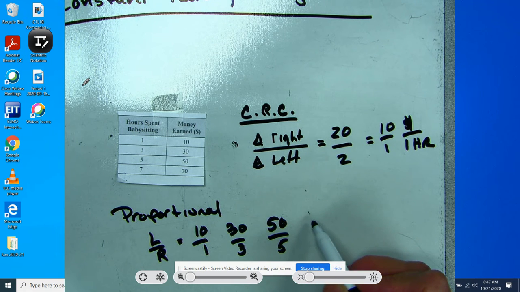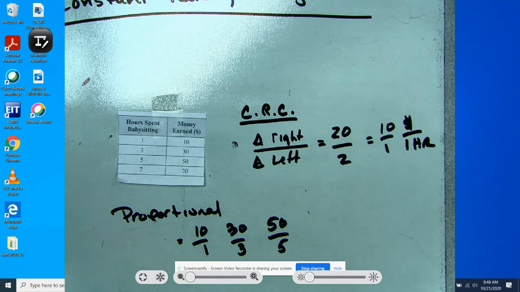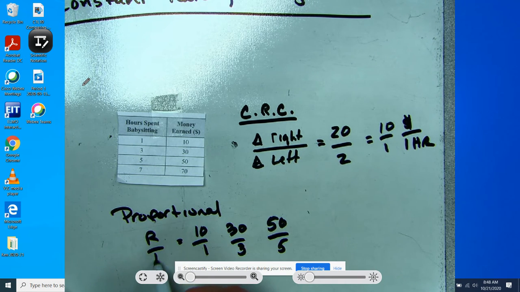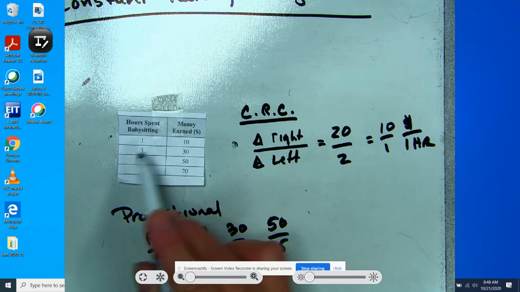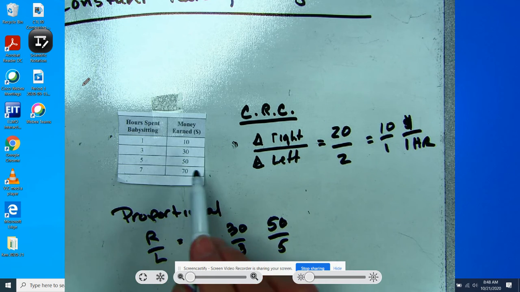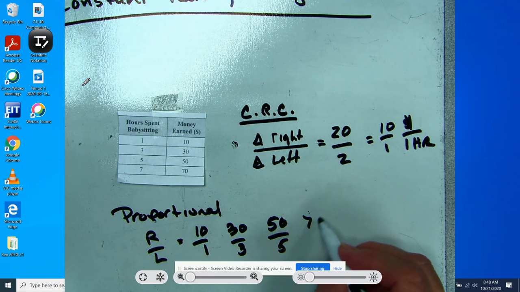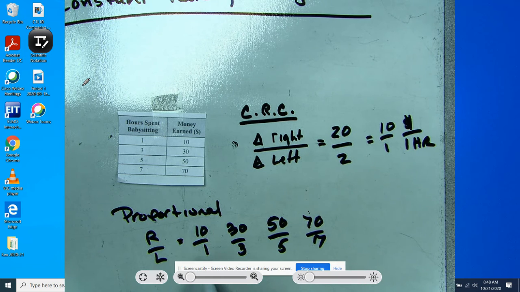I'm saying left over right, but it's actually right over left, my mistake. So right over left, so 10 over 1, 30 over 3, 50 over 5, and 70 over 7. And then we're going to look to see if each of these are equal.